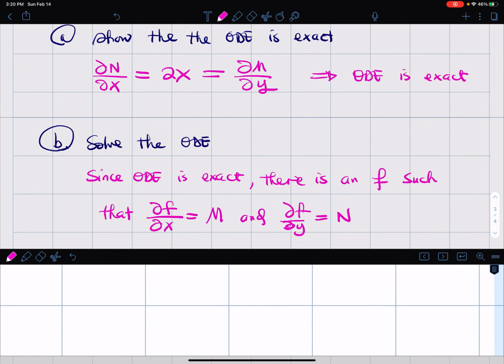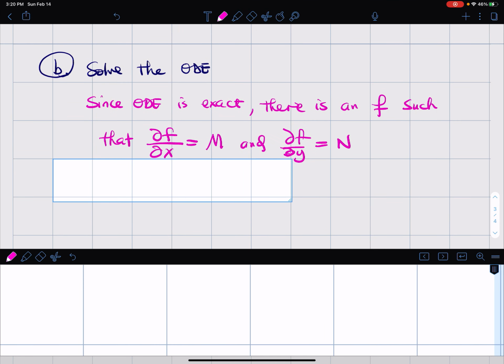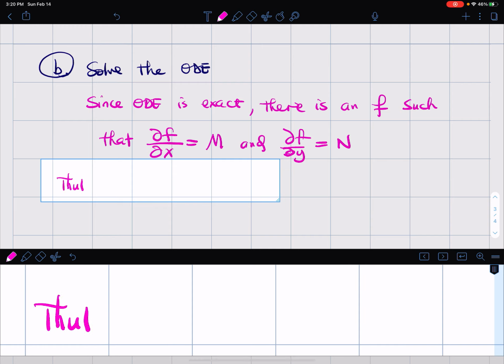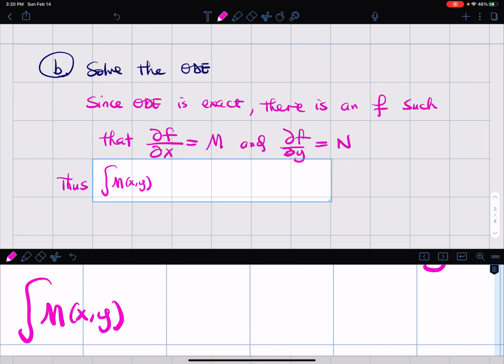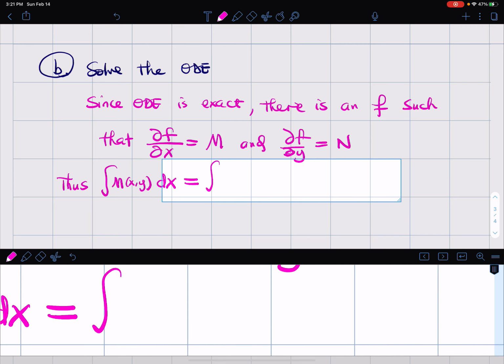So if that is the case, if we integrate M of xy, sometimes I call it M, sometimes M of xy, so if we integrate M dx, we'll get f. And if we integrate N dy, the integral of N dy, we'll also get our f. So this is the integral of, what is M?